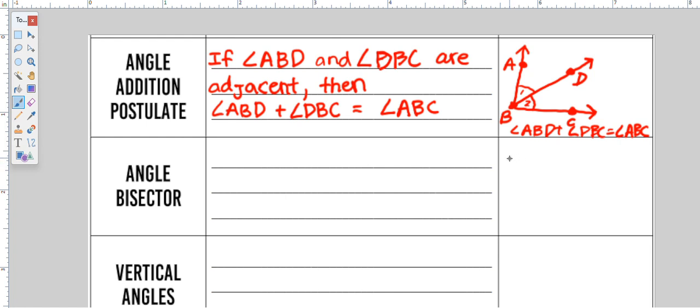Angle bisectors. We've talked about bisectors. If I bisect something, I'm cutting it in the middle, splitting it in half. So an angle bisector is a line or ray that divides an angle into two equal parts. It is splitting it in half. A line or ray that divides, splits, an angle into two equal parts.